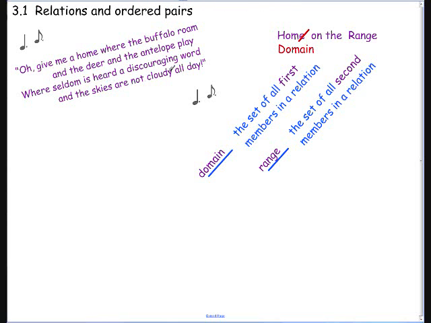Home on the range. Well, why did this come to my mind? Because domain, in some language I studied sometime, had something to do with home. And I'm just wanting to drive home. Sorry for the pun. Yeah, drive home that domain is the first element in a relationship, and range is the second.